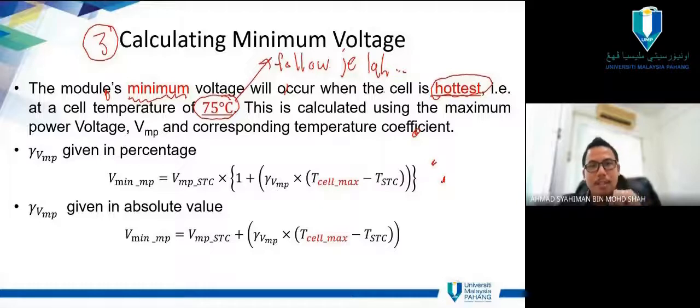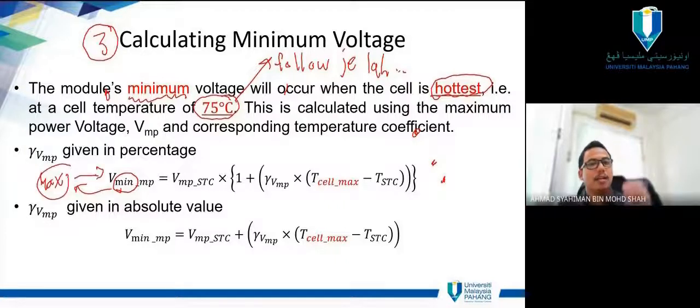Okay, so this is calculated using the maximum power voltage VMP and the corresponding temperature coefficient. This time it is min; just now it was max. Sudah max tadi, sekarang kita sudah tukar V min. VMP still remains the same because we are using the VMP STC, and then again comes the temperature coefficient for the VMP.